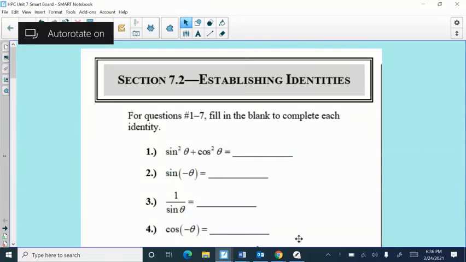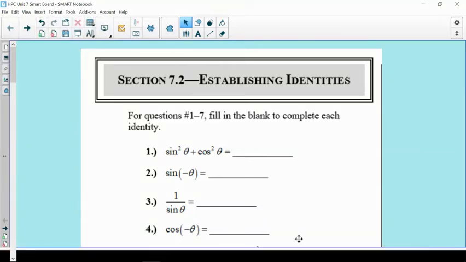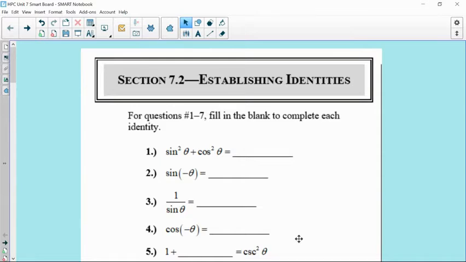Okay, so in this video, we're going to look at what it means to prove or establish trig identities. This gives us an idea of what we already know, which is actually quite a bit. All of these are identities, and we can complete the statement by putting something true on the left and the right.